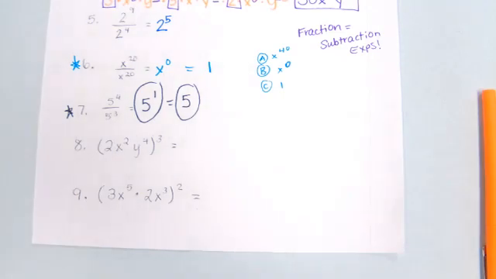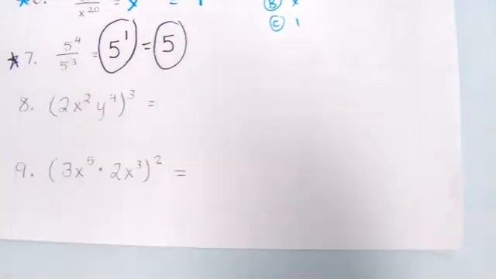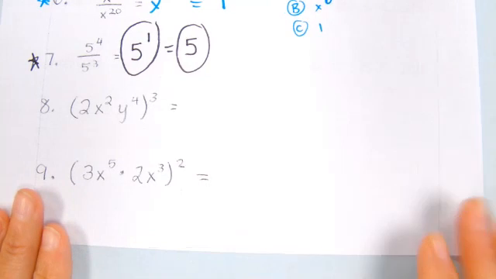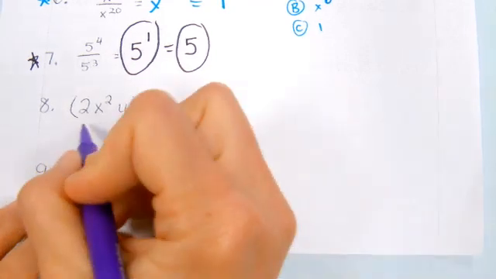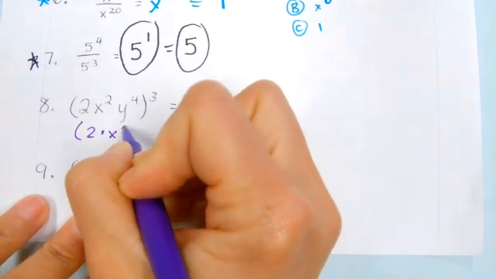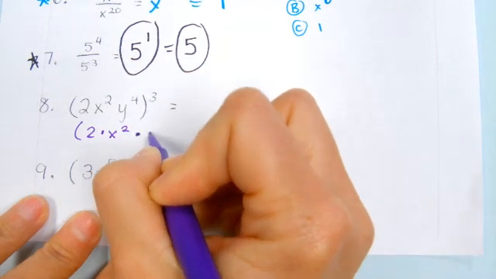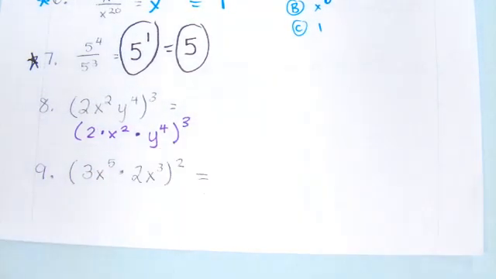Okay, with parentheses, let's zoom in. What is the first thing I do again? Separate again. Okay, let's go. So no matter what, we have to separate them. So I'm going to do it underneath it. So we're going to have 2 times x to the second power times y to the fourth power. And then a 3 on the outside.